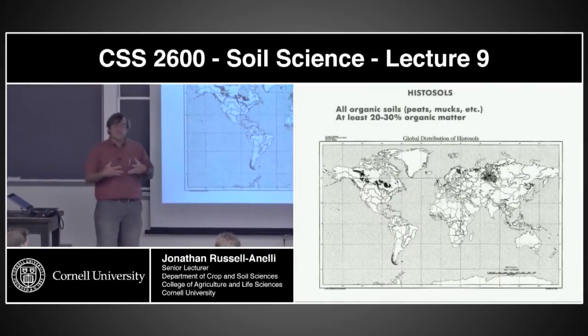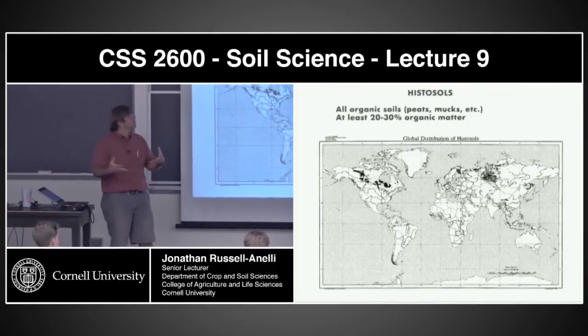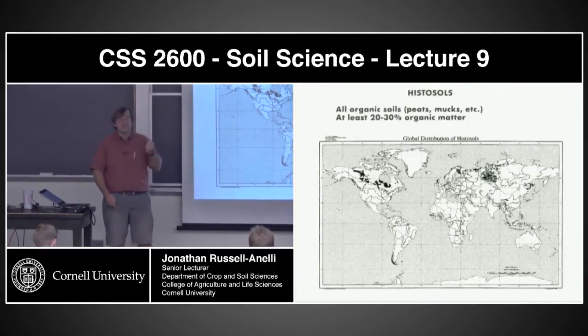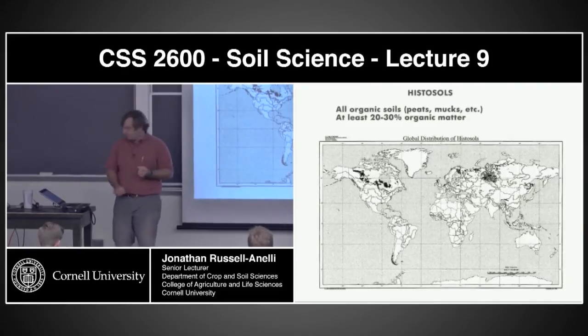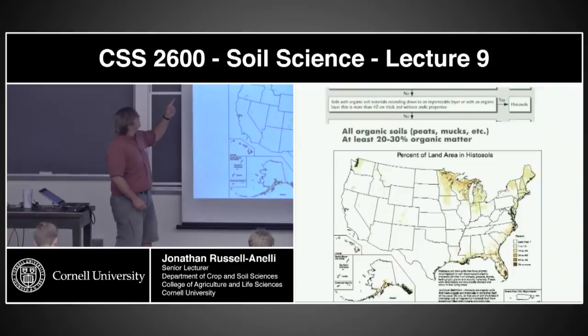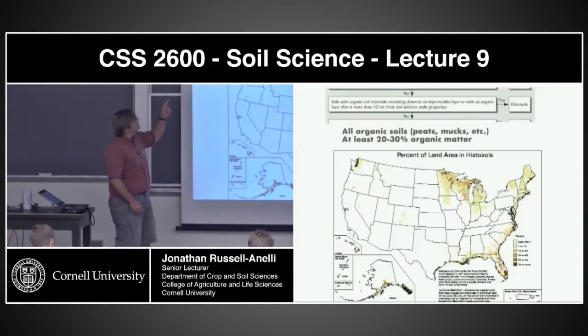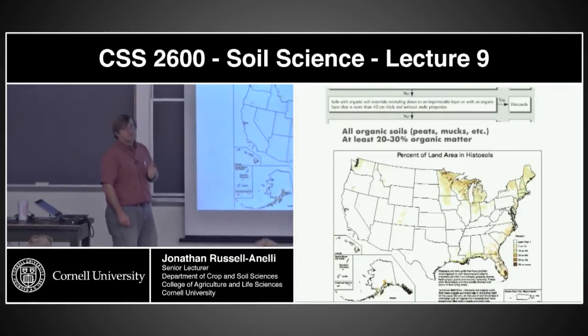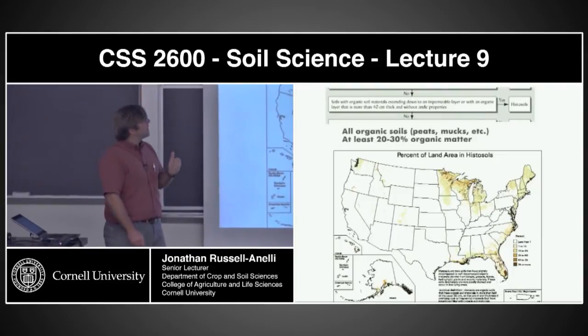The next question basically comes out with histosols. These are organic soils that basically have to have at least 20 to 30% organic matter. The question itself is: soils with organic soil materials extending down to an impenetrable layer or with an organic layer that is more than 40 centimeters thick and without andic soil properties. If I have that, I have a histosol.